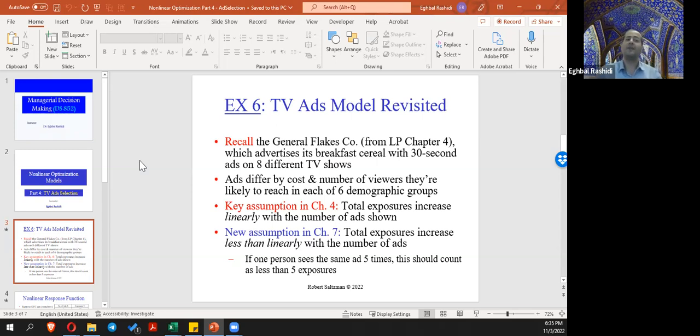The key assumption was that the total exposure increases linearly with the number of ads shown, which is not really true. If you're exposed to an advertising 4 times, it's not going to impact you the same amount as the number of exposures. If you watch it 6 times, it's not going to be twice as much as when you watch it 3 times. So it's not really linear. But in that lecture, we assumed that it's linear, and then we did a natural logarithmic one. Today we're going to do an exponential function. The new assumption in chapter 7, nonlinear optimization models, is that the total exposure increases less than linearly with the number of ads. So if one person sees the same ad 5 times, this should count as less than 5 exposures.